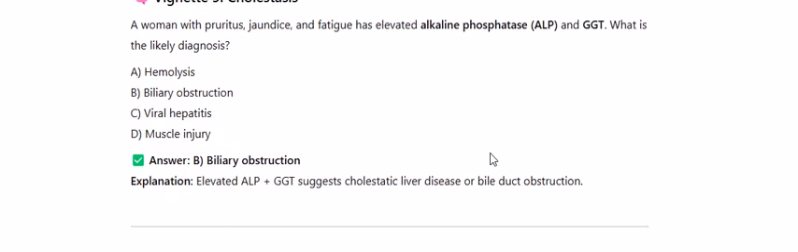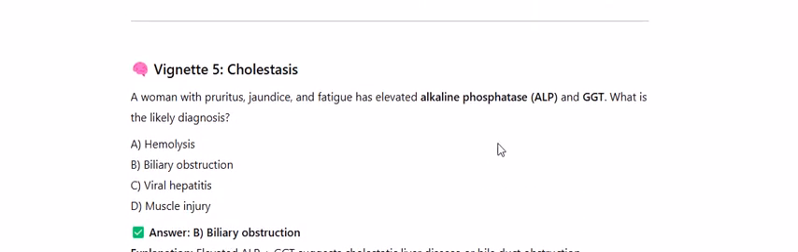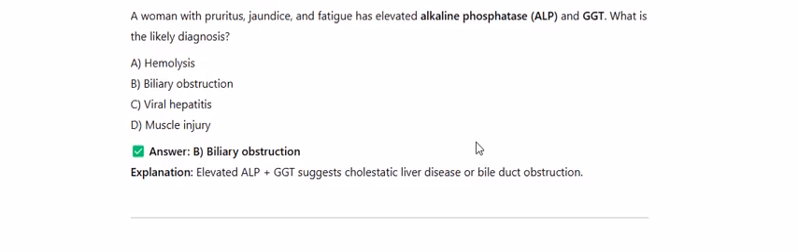Vignette 5: Cholestasis. A woman with pruritus, jaundice, and fatigue has elevated alkaline phosphatase, ALP, and GGT. What is the likely diagnosis? A. Hemolysis, B. Biliary obstruction, C. Viral hepatitis, D. Muscle injury. Answer B. Biliary obstruction. Elevated ALP plus GGT suggests cholestatic liver disease or bile duct obstruction.